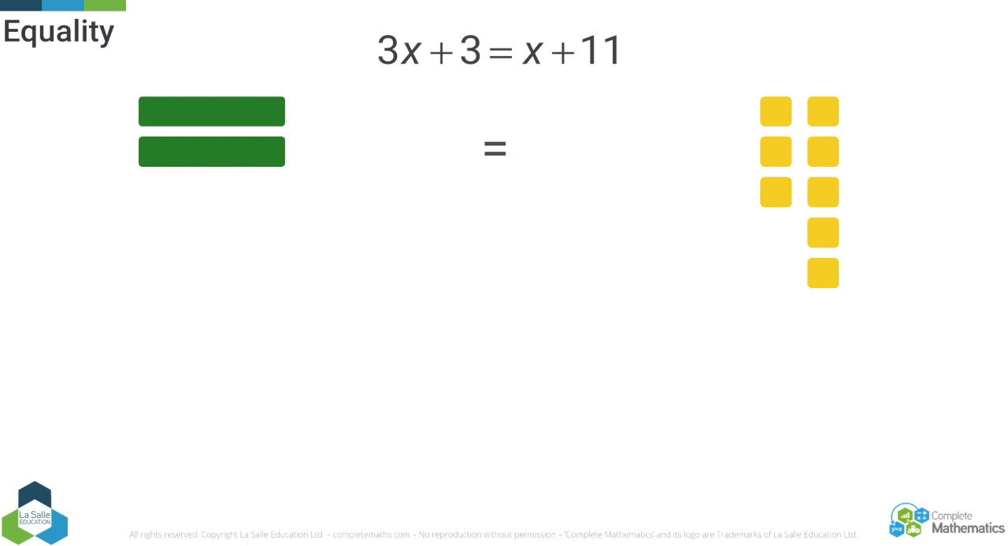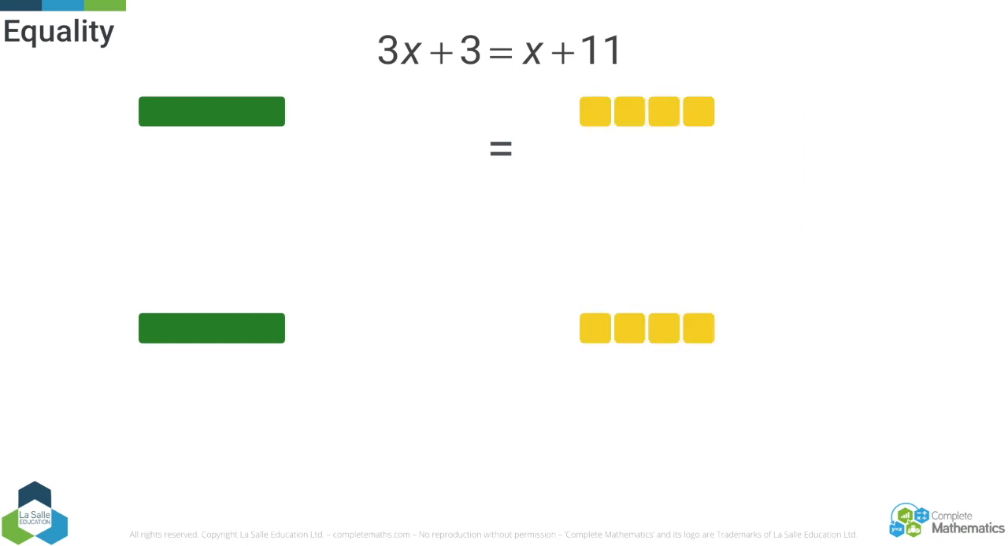So what would I like to do now? I would like to share out equally the two 1x's. And this way I can see that each 1x would be equal to 4. So this idea of sharing equally is like the concept of division when we solve equations. So let's look at how we do this symbolically.